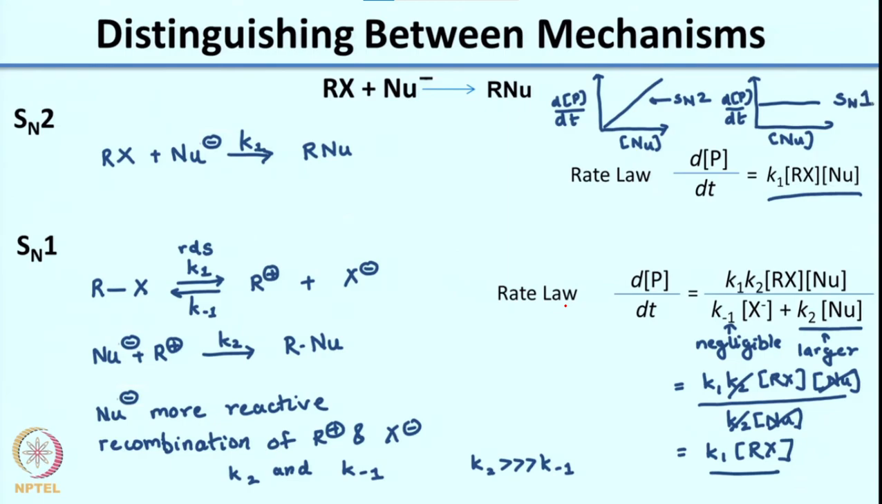Now, how can we find out how to distinguish between the mechanisms here? So here we have an example. Until now we were taking alphabets like A, B to represent the reactants, substrates and products. But here we are taking an organic reaction example.